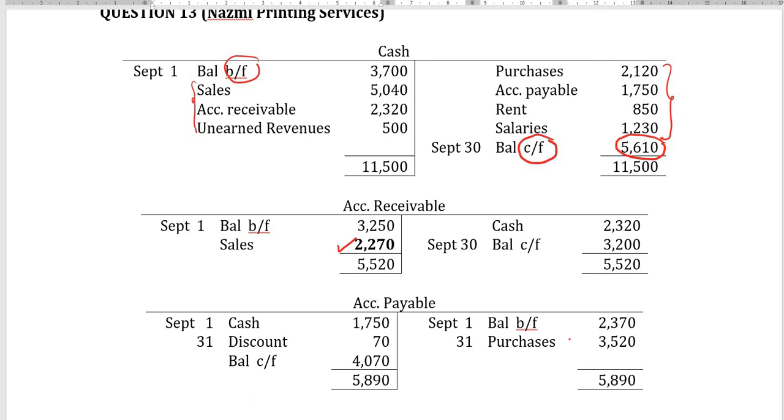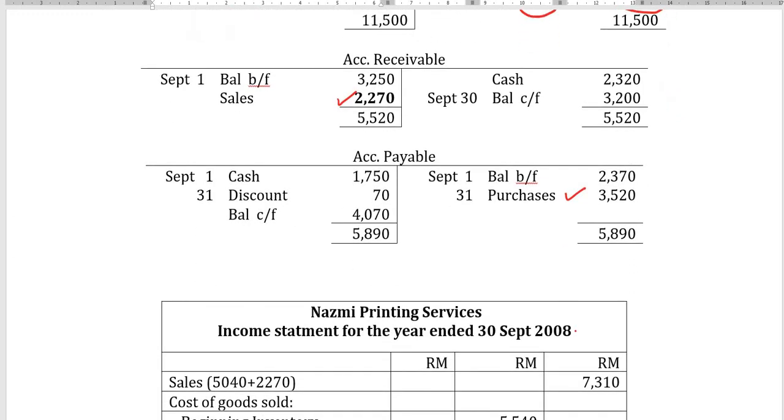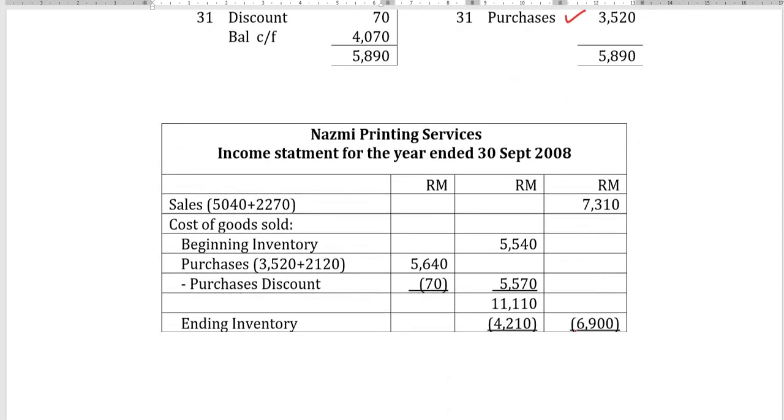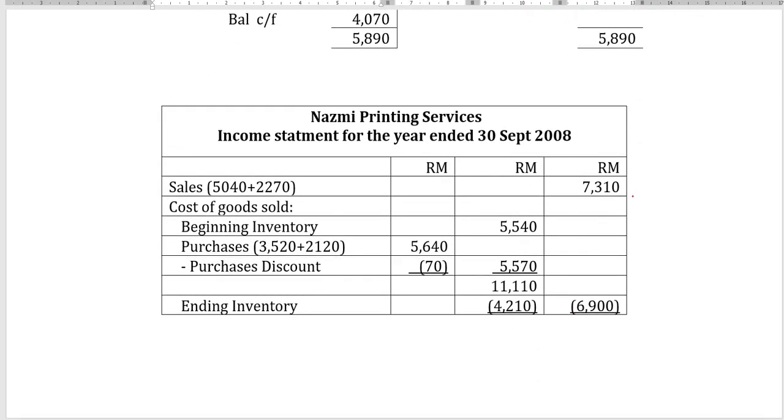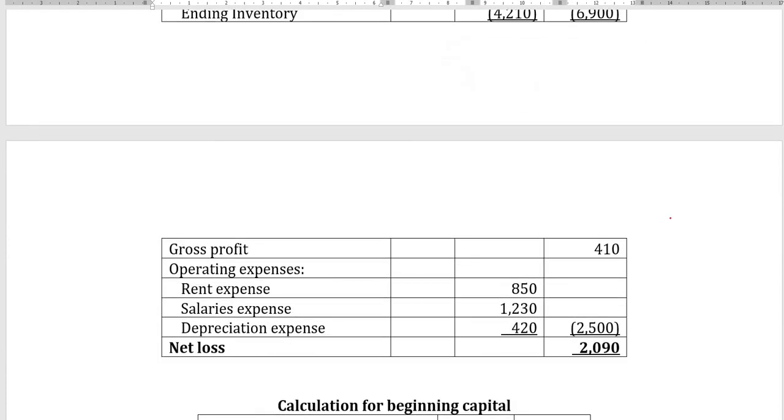For AR, your sales is 2,270. For AP, your purchase is 3,520. Okay, so we can directly prepare the income statement. So this is sales, this is purchases, and then you have discount. You don't have any merchandise drawings, so we directly get gross profit 410 minus rent expense, salaries expense, and depreciation expense. Okay, where do I get my depreciation expense from?